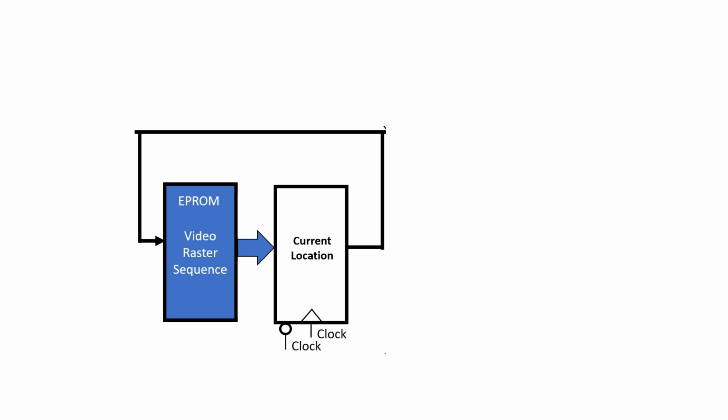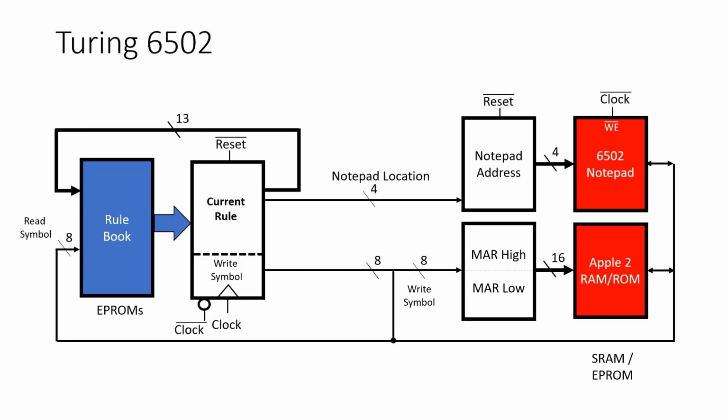You may be wondering why I switched to the EPROM Raster Generator rather than using the circuit that I've previously developed. Well, I want this machine to be a testbed for the Turing 6502. So hopefully you can see some similarities between the EPROM Raster Generator and the rulebook in the Turing 6502. Eventually I want to condense these down to one single circuit.